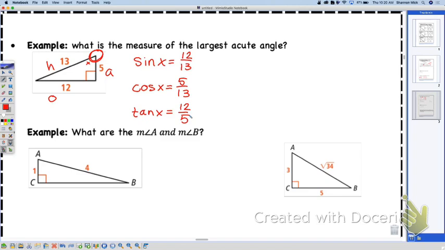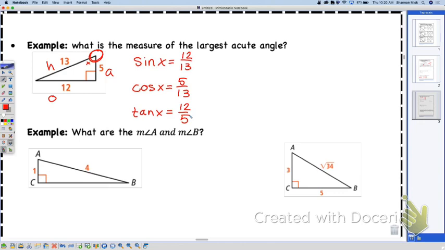I would probably lay money that you guys would all choose the sine, since 12 over 13 is the largest. No, that's all the largest. It's all a way to find the largest. We can do it all. So we got to get to that x, yes?